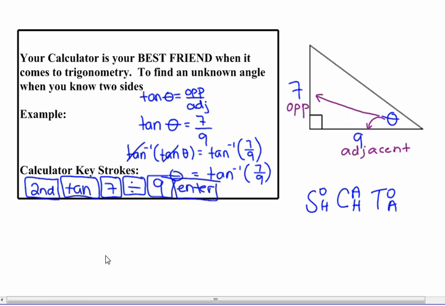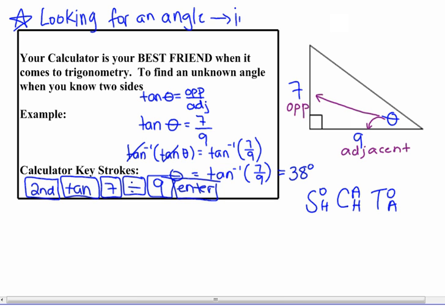Okay. So did everyone get 38? Was it 38 degrees? Okay. So that's how we solve for an angle. You might want to add this to your study sheet. Whenever you're looking for an angle, no matter what, we always are going to have to use the inverse function. Okay, that's really important. If you're ever looking for an angle, you're going to have to use inverse. So we were looking for an angle, we had to use inverse tan.